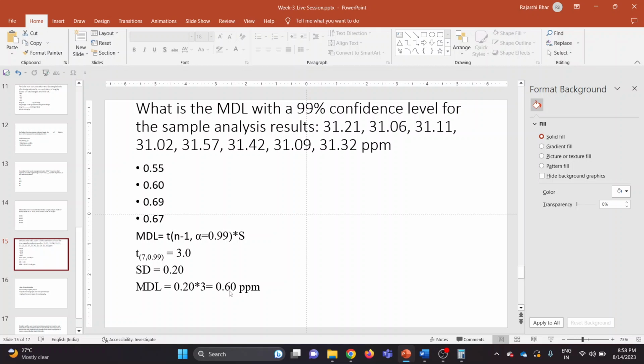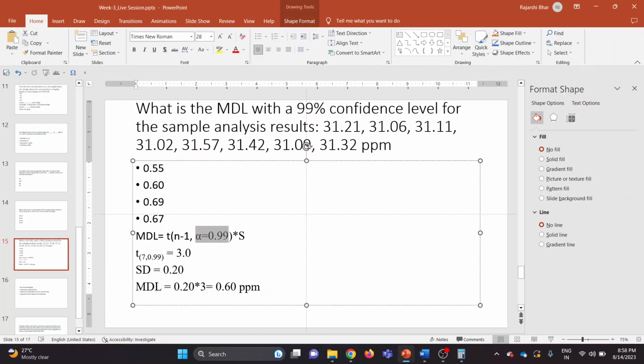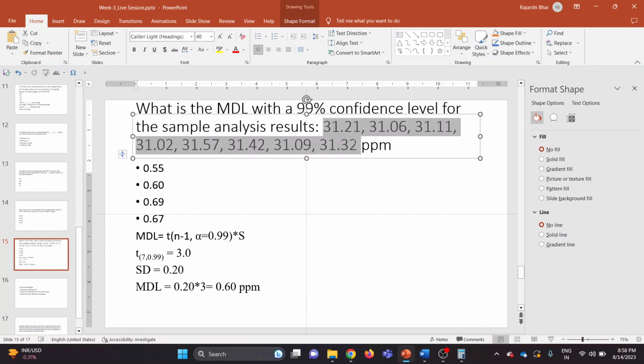Same data for the concentration of chromium. And how to calculate MDL? The formula is this: the T value is determined based on T. You have to find n minus 1 comma alpha, where alpha is the confidence level, which has been provided as 99%, so that is the fraction 0.99, and n is the number of samples. We have a total of 8 readings here, or 8 samples, so n minus 1 is 7.